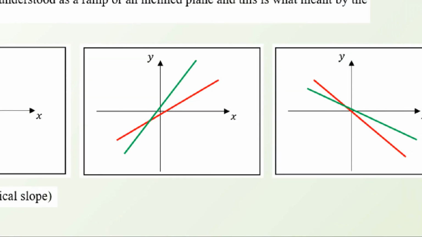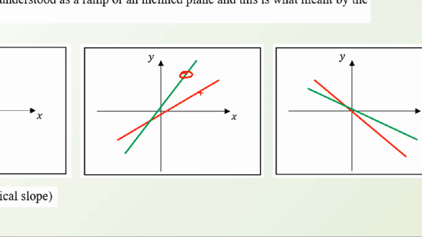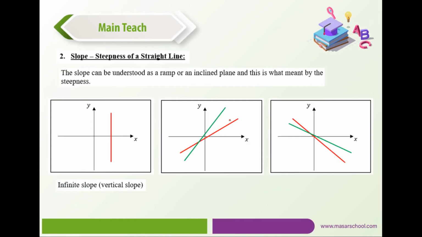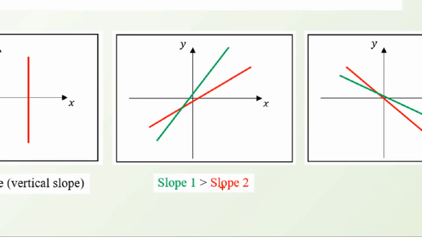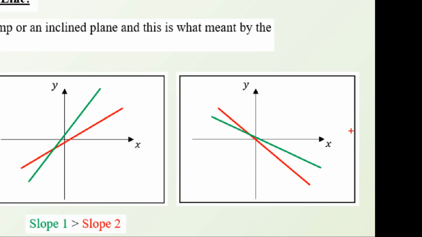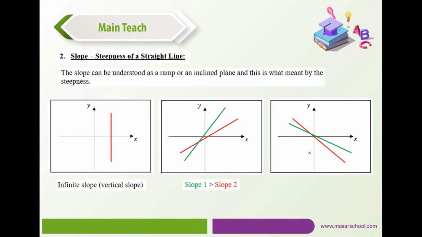Now here we have two curves, the green one and the red one, and remember that we read it from left to right. The slope of the green line is greater than the red line. For this reason we say slope 1 is greater than slope 2. And in this case, reading it from left to right as we always do, we notice that the green line has a slope greater than the red line, and that would be slope 1 is greater than slope 2.